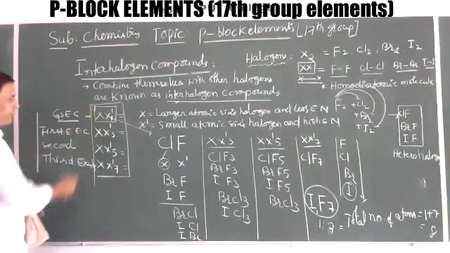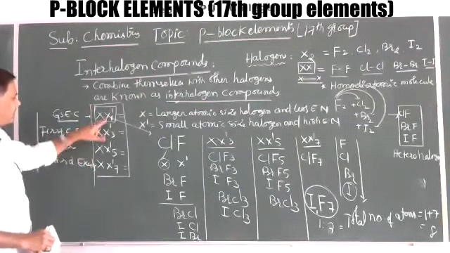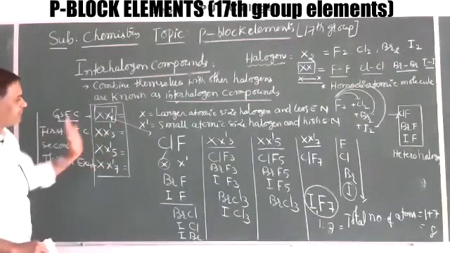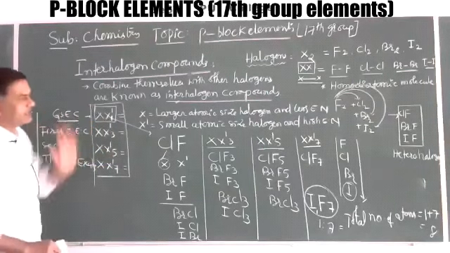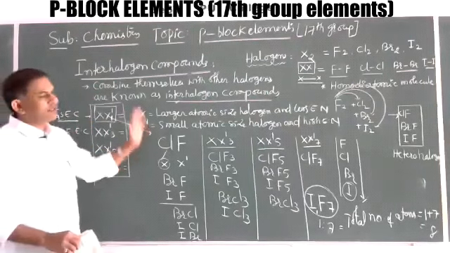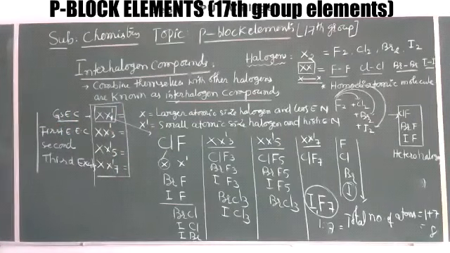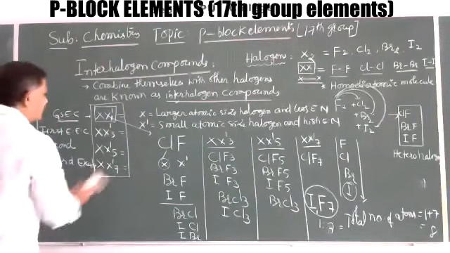Based on that, we'll get the different models: XX', XX'3, 5, 7. How do they form? What are some important characteristics? Physical and chemical properties and structures we'll discuss. Very, very important. Okay, the first introduction of interhalogen compounds is completed.